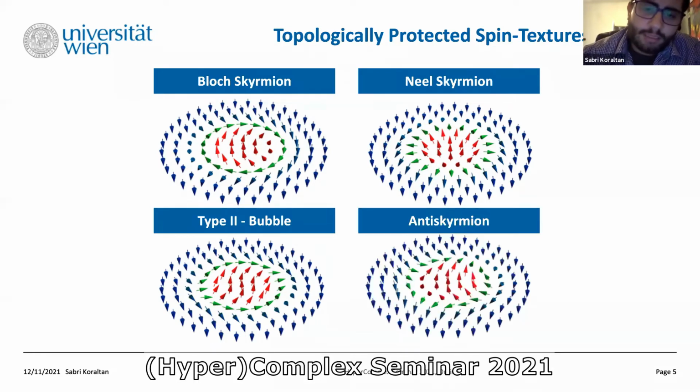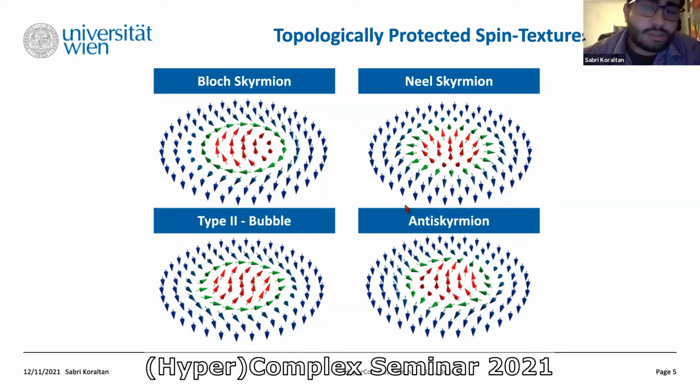In this counterpart, it's the antiskyrmion. And the antiskyrmion has not only Bloch walls or Néel walls, it has both of them. So we basically have both Bloch lines and Néel lines, along which the magnetization transitions. And the vorticity and the topological charge of this spin texture would be -1.